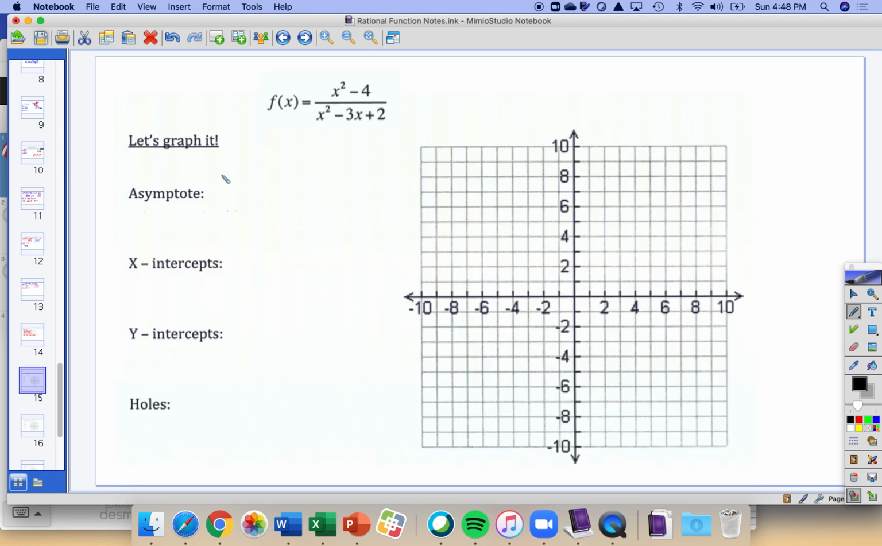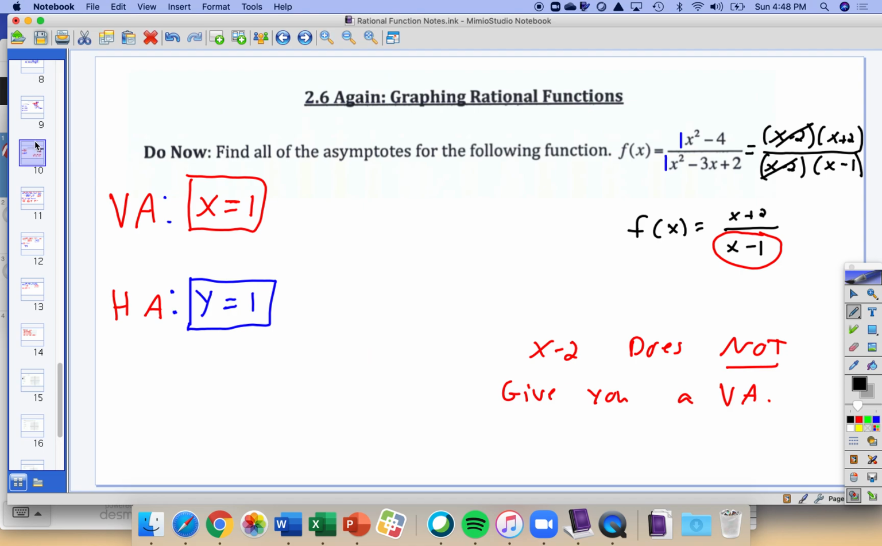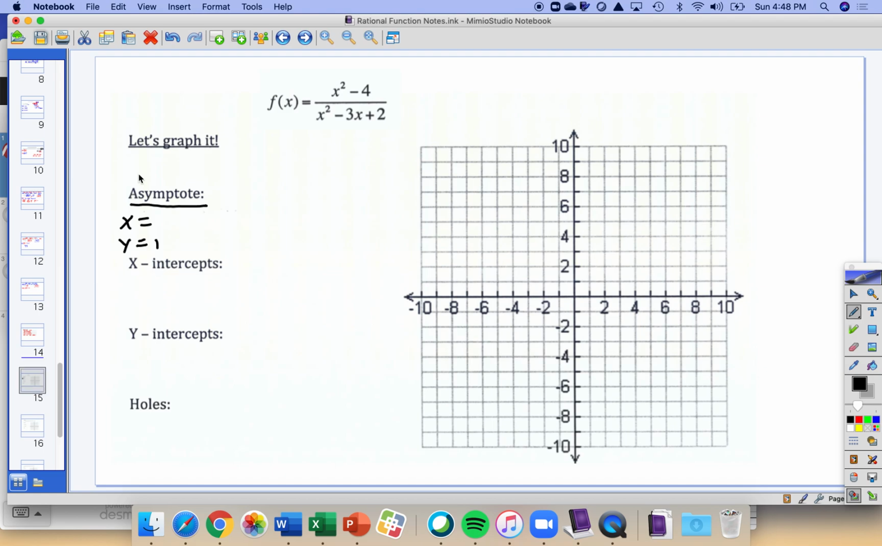Okay, we first found our asymptotes. We had 2 of them. We had x equals and we had y equals. Our horizontal asymptote was y equals 1, and let's go back and double check. And our vertical asymptote was x equals 1. Those were our two asymptotes.